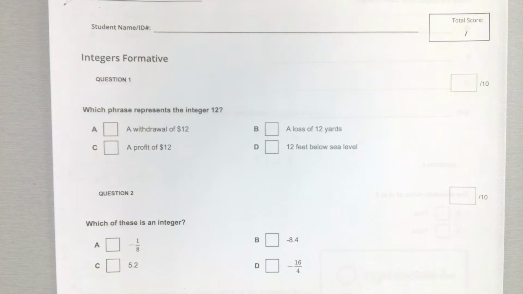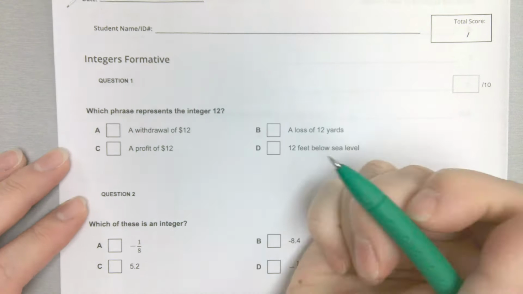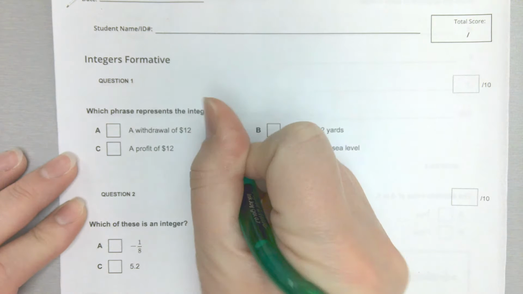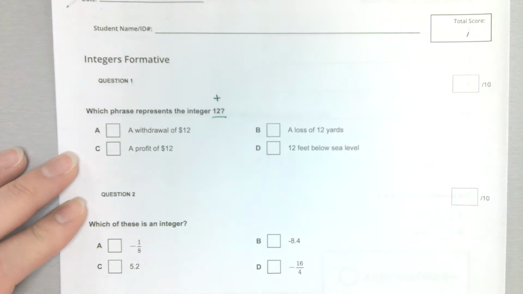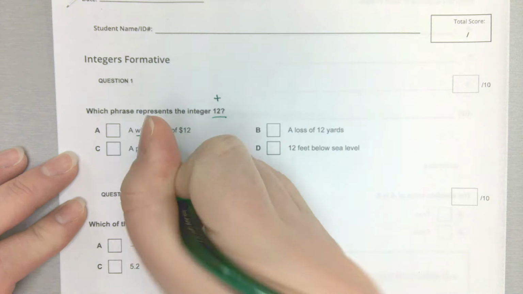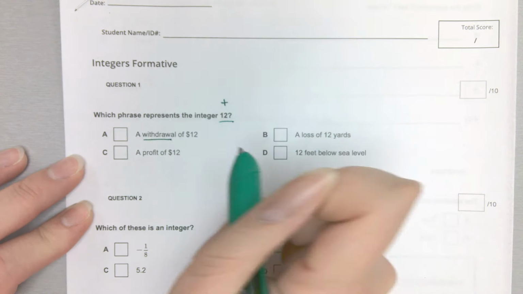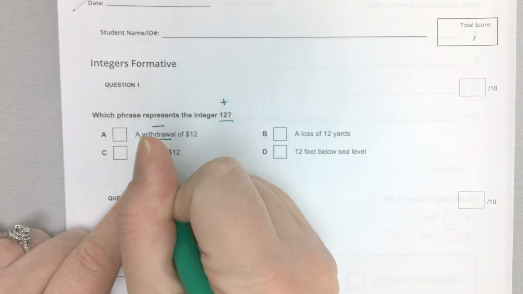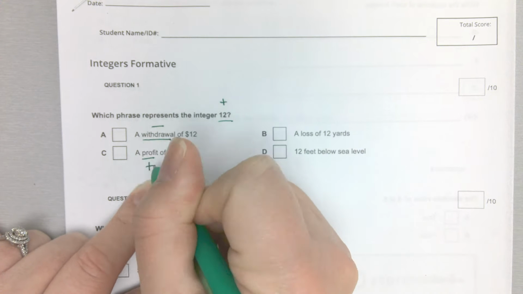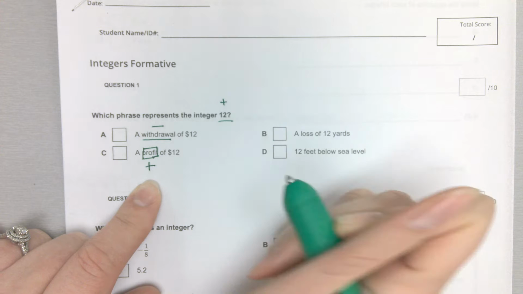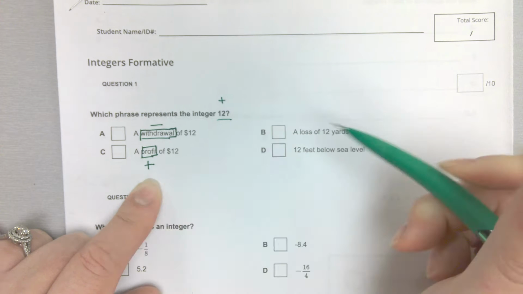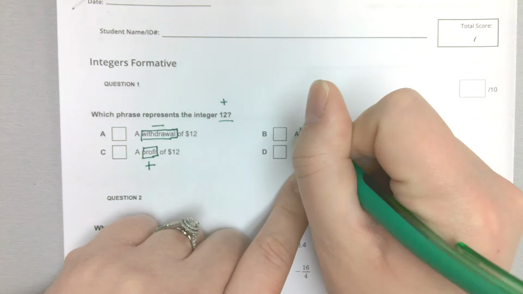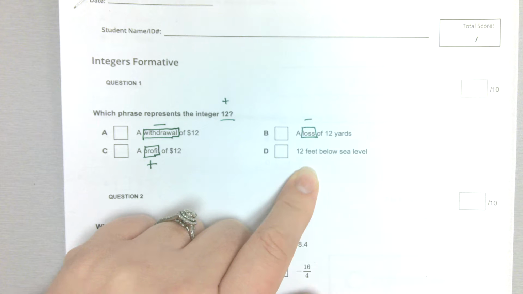All right, so for this first problem, it says that we need to figure out which phrase represents the integer 12. So this 12, that's a positive 12. So we need to find a keyword that implies a positive thing. A withdrawal of $12 means that my money loses $12. That's a negative word. A profit of $12 means that we're gaining money. Profit means that we're getting money. That's a positive word. A loss of 12 yards is a negative word.